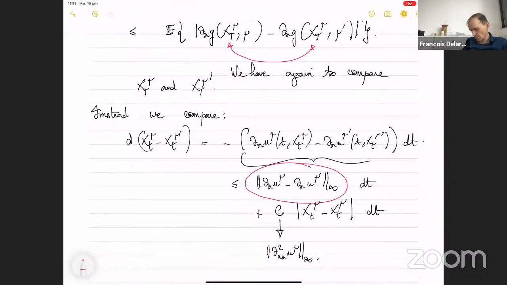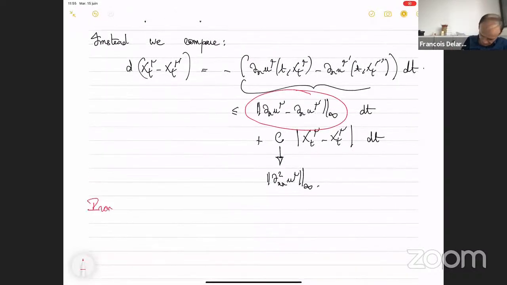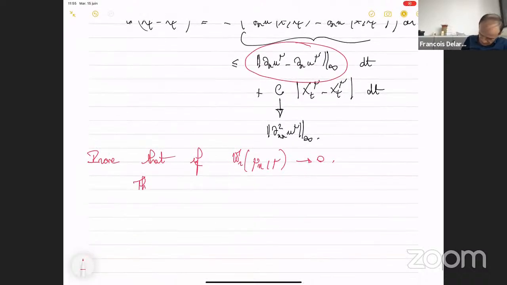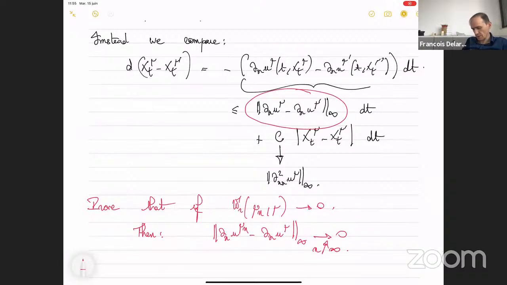This is the one that you have here. So this is now a PDE result that you can use to say that if mu_n converges to mu, then the distance between the gradients, here in L infinity, is going to tend to zero. So prove that if W1(mu_n, mu) tends to zero, then you have that the sup norm of d_x u^{mu_n} minus d_x u^mu tends to zero. And this is the way you will get continuity.